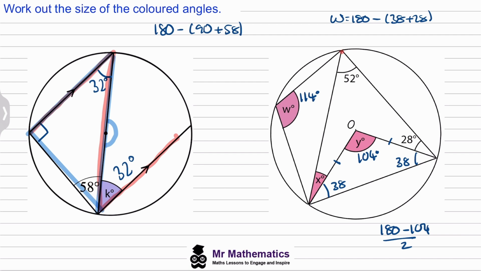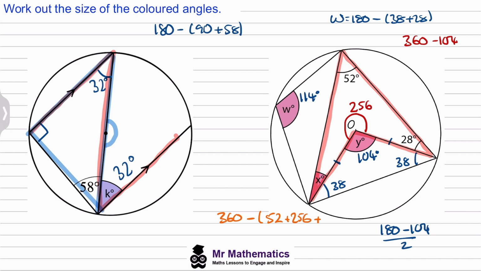To work out angle X, we have a quadrilateral. This means that we'll need to work out the reflex angle about Y. This will be 360 minus the 104. So 256. So angle X will be the 360 minus the other three angles in that quadrilateral. So the 52 plus the 256 plus the 28. And this will give us the 24 degrees. Okay? Let's try 2 more questions.